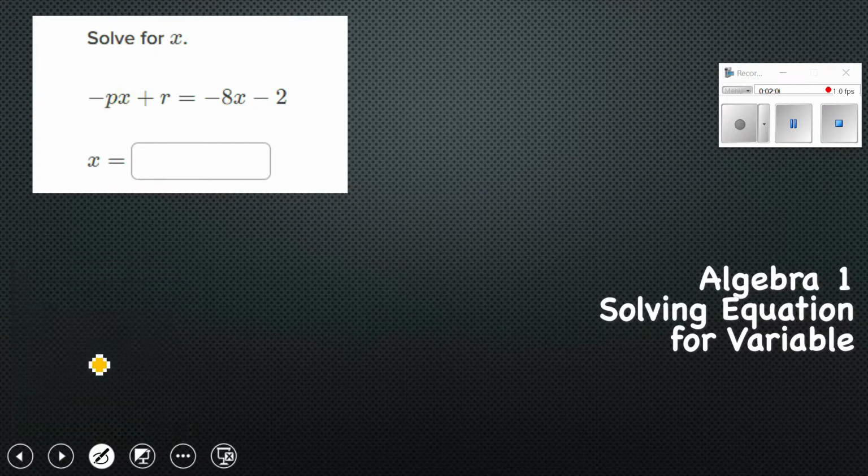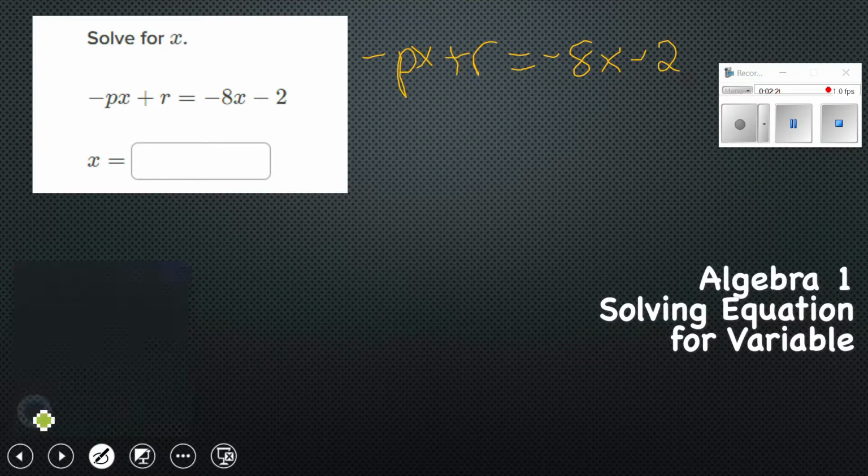So let's go ahead and start with that. So we'll start up here. So I'm going to rewrite the equation. We have negative px plus r equals negative 8x minus 2. Of course, our first step is going to be to move the 8x, as we said. So we're going to add 8x to this side. And of course, if we do it on the left side, we need to add 8x on the right side. And I'm going to line it up with my x term here. Even though that has a variable next to the x, we can kind of put those together.